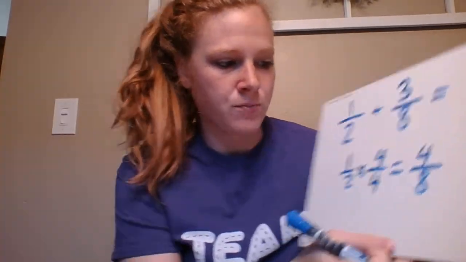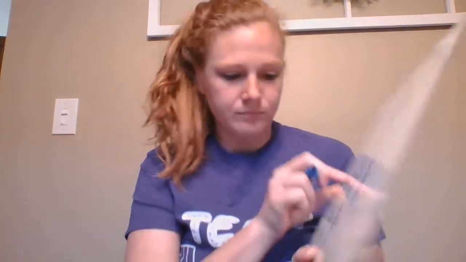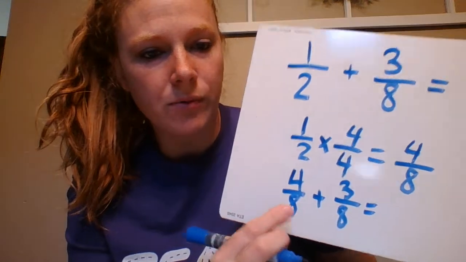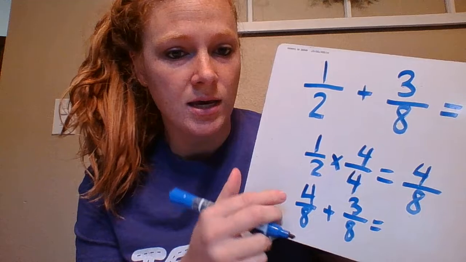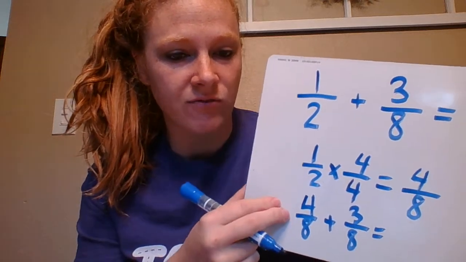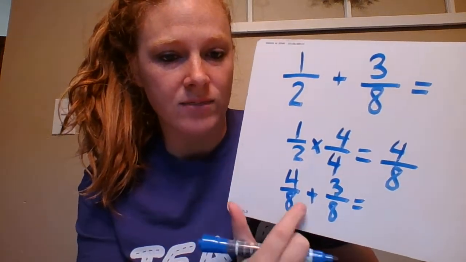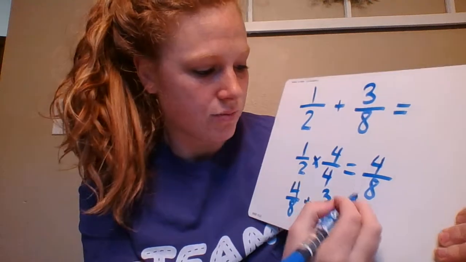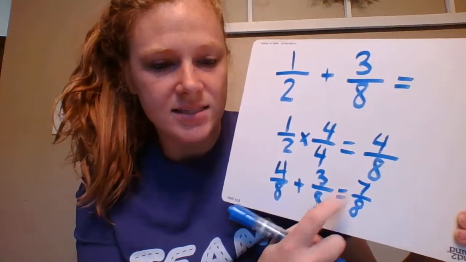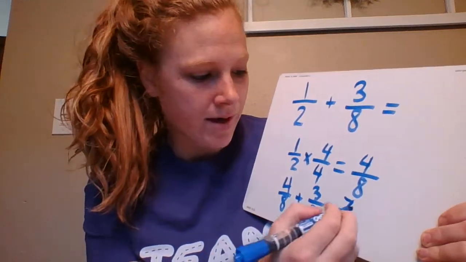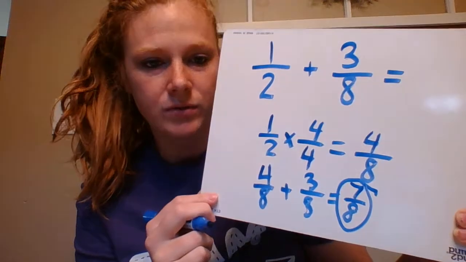So I'm going to rewrite this problem. I'm going to write it as 4/8 plus 3/8. I rewrote this problem because I needed the denominators to match, and I found out that 1/2 is the same as 4/8. So now I'm going to add, and 4/8 plus 3/8 is 7/8. And since it's not bigger on top than it is on bottom, I get to keep it, so my answer is 7/8.